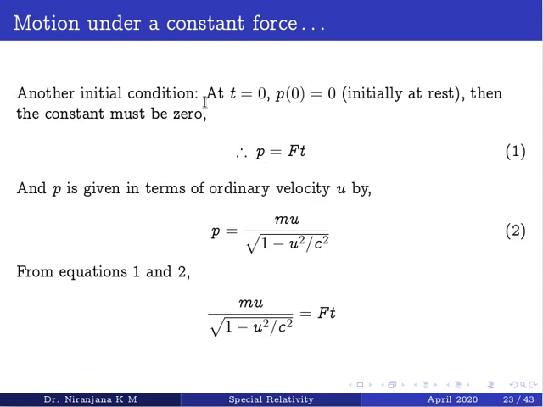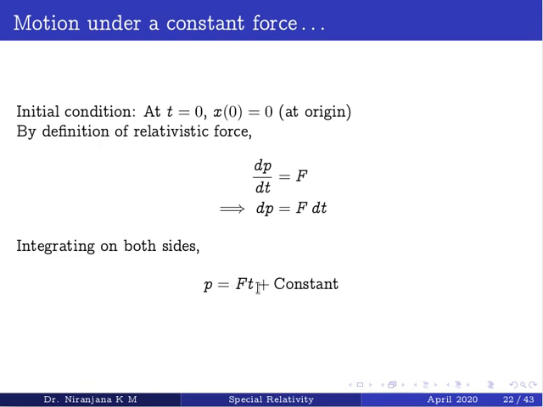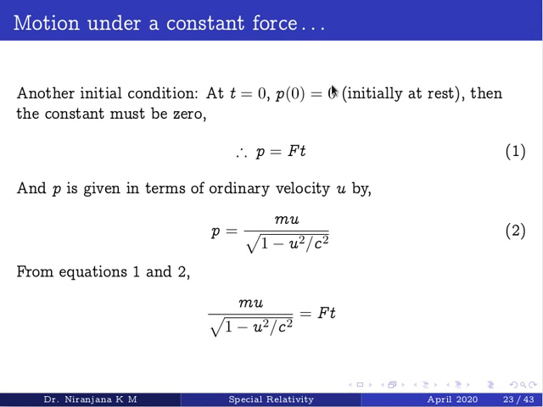Now we will consider another initial condition, that at time t equals 0 the momentum of the particle is also 0, meaning initially the particle is at rest at the origin. It is just for simplicity that we are considering this. So if you substitute t equals 0 and p equals 0 in this equation, you will see that the constant must also equal 0. Then the equation becomes p equals F into t. Call this equation 1.